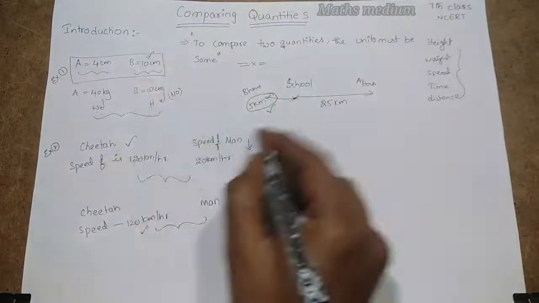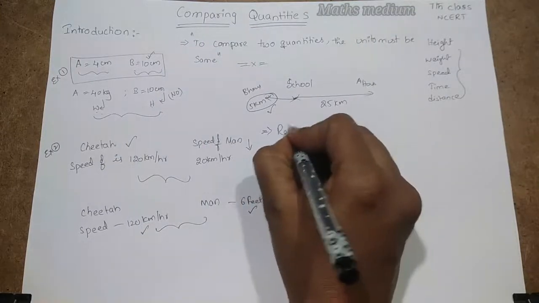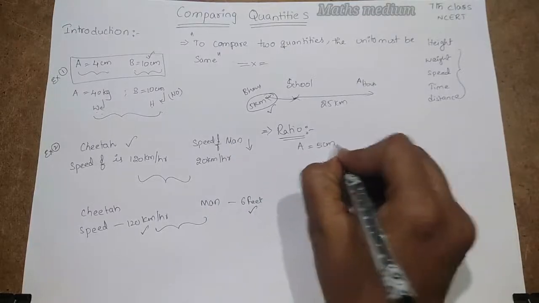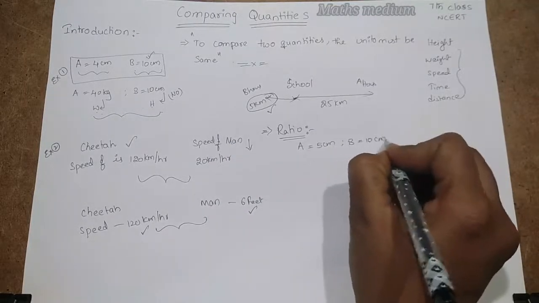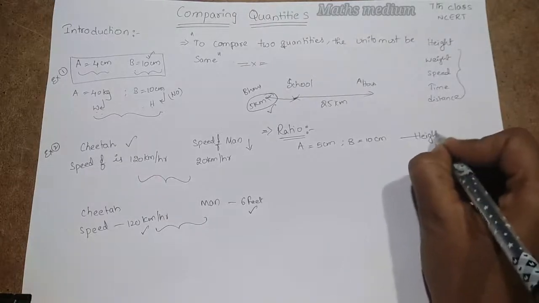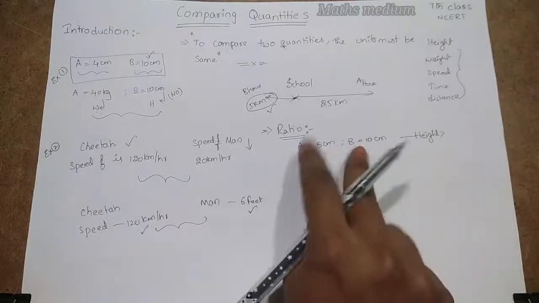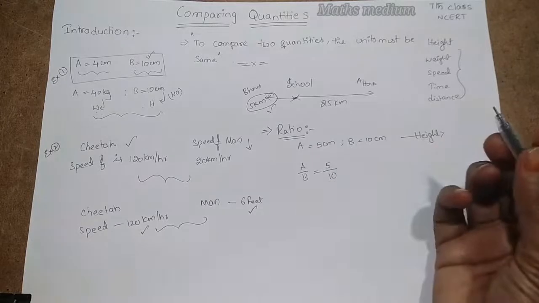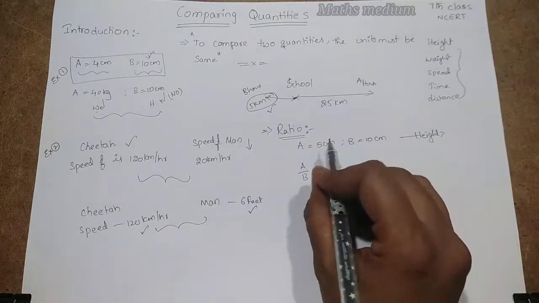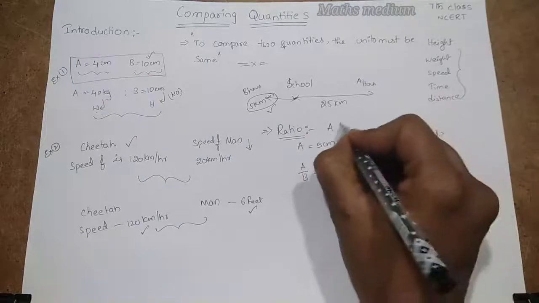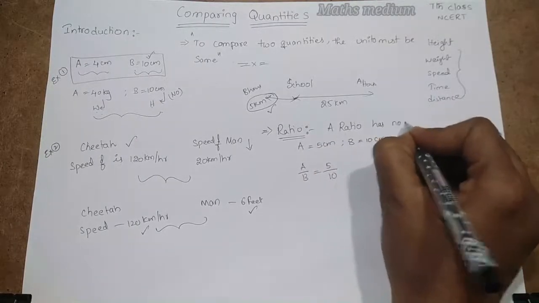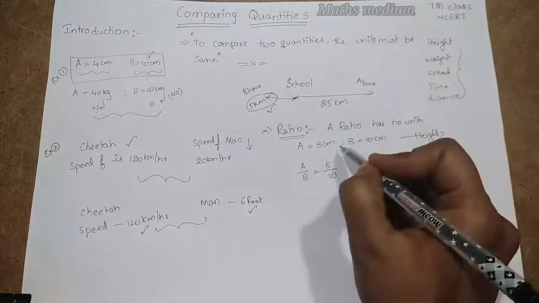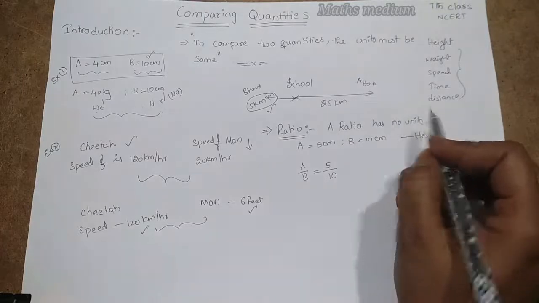If you take ratios, what is a ratio? It means, if A's height is 5 centimeters and B's height is 10 centimeters, this is a comparison of heights. Now, how can we write it as a ratio A by B? It means 5 by 10. Centimeters is common, so there is no need to write units here. So we can say a ratio has no units. It means if you want to compare two quantities, we do it in the form of a ratio. We don't need any units to compare.